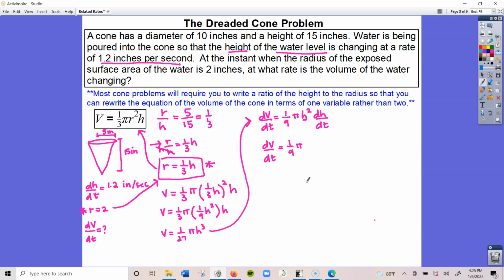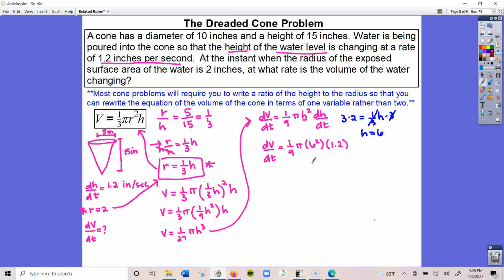Let me do that over here. If my r is 2, then 2 is 1/3 of the height. So I am now going to multiply by 3 to cancel that fraction. So my height is equal to 6. Now I can plug 6 into my equation here. So this would be 6 squared and then the dh/dt, which is 1.2.